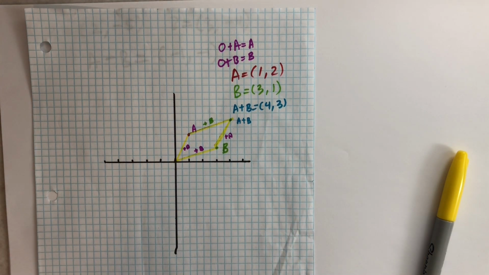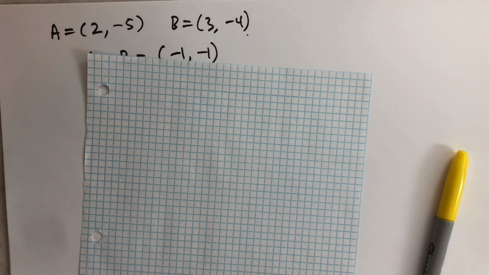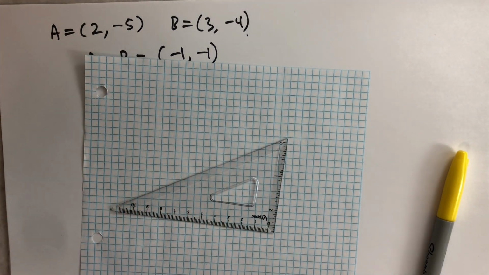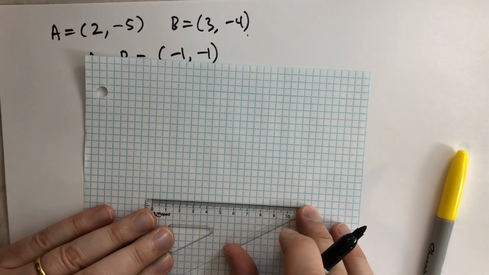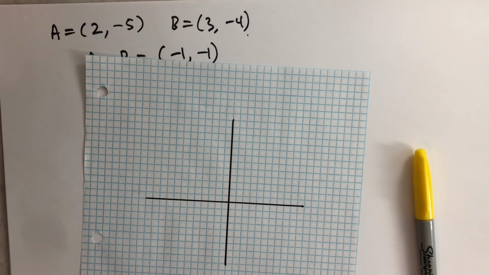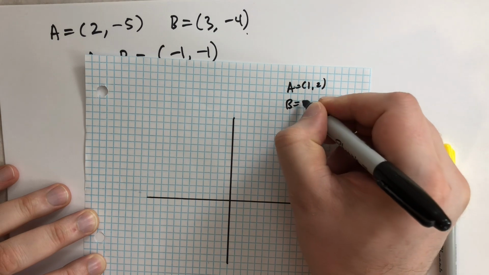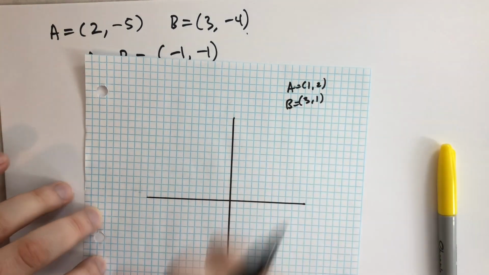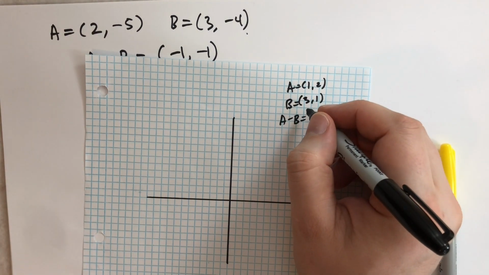Okay, all right. What happens if we subtract? Let's get a new piece of paper. So what happens when we subtract? Let's say A is equal to 1, 2, and B is equal to 3, 1. Okay? So what is A minus B? A minus B is equal to minus 2, 1.